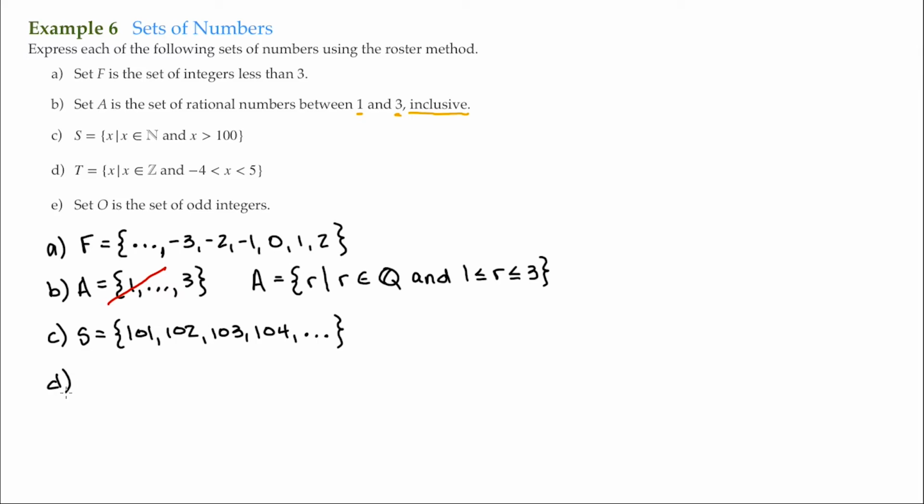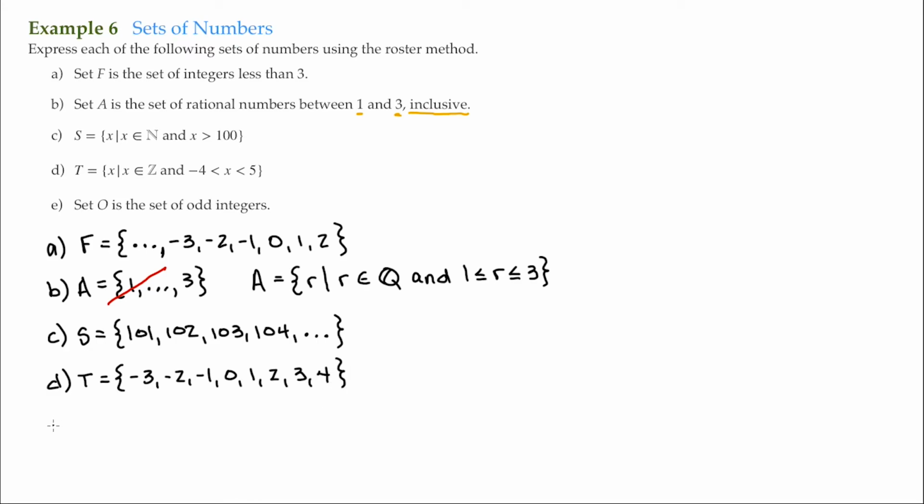For D, set T is all the elements X, such that X is an element of Z, and Z is the integers, and X is greater than -4, but less than 5. So I'm going to put in T. Again, don't forget the roster method lists all the elements. So I think we can do that. It's going to be all the integers greater than -4 but less than 5. So I'm going to put in -3, -2, -1, 0, 1, 2, 3, and 4.